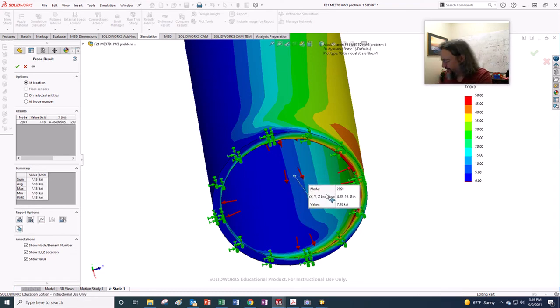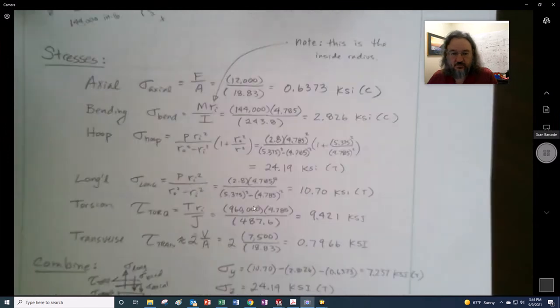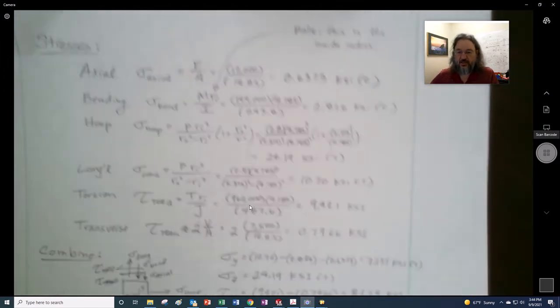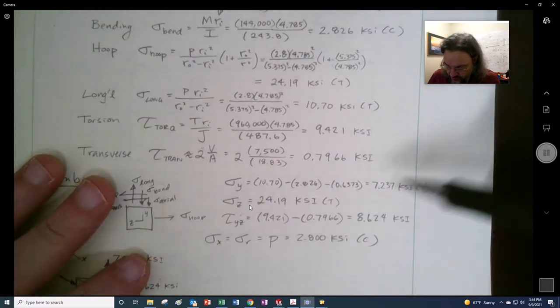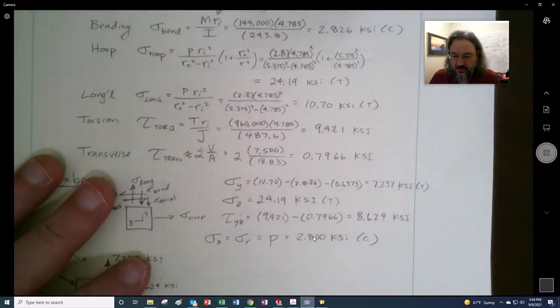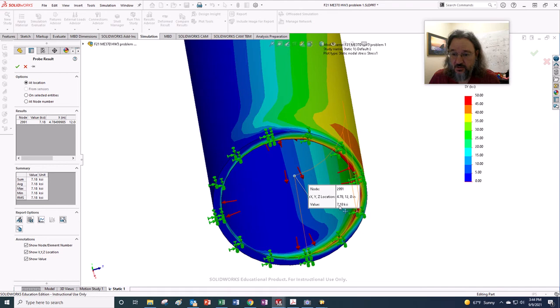All right, so we get 7.18 KSI, and let's look back and see what we had in our hand calculation in the y direction. Oh, here you go, 7.237. So that's actually not so bad in terms of a comparison with 7.18.